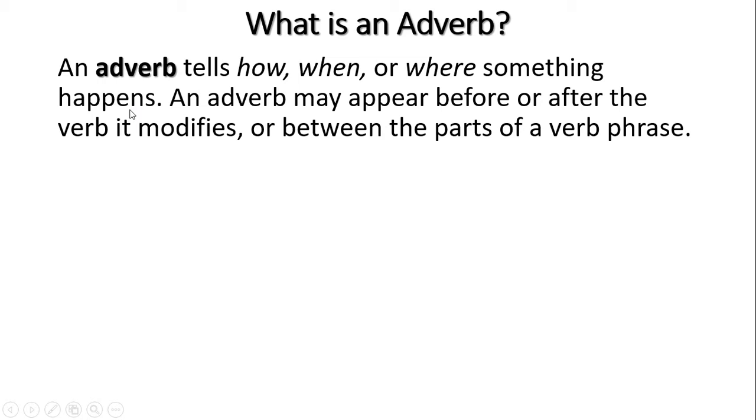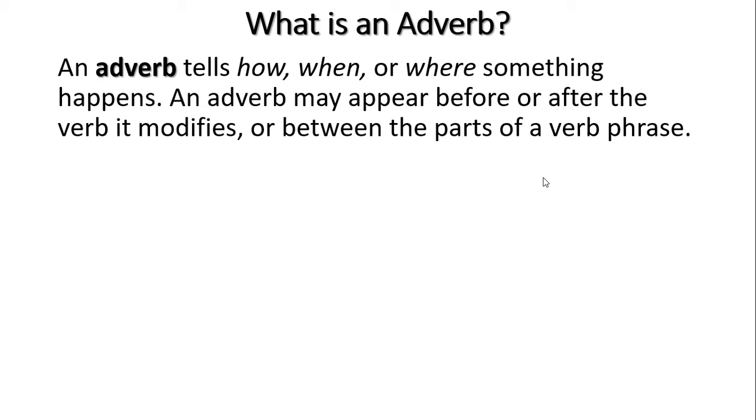And the something usually is talking about the verb. That's why we call it an adverb. It's a word that describes or modifies a verb, okay? An adverb, though, can appear in a couple different places in your sentence. It says an adverb may appear before or even sometimes after the verb that it modifies, okay? With adjectives, they usually came right before the word they modified. But with adverbs, they can kind of move around a little bit, okay? Or in some cases, they can actually be found right in between your verb phrase, okay?